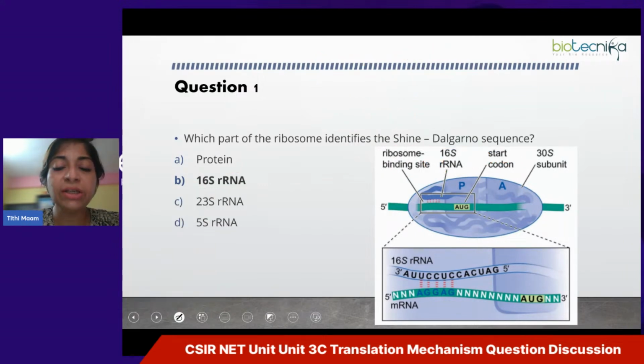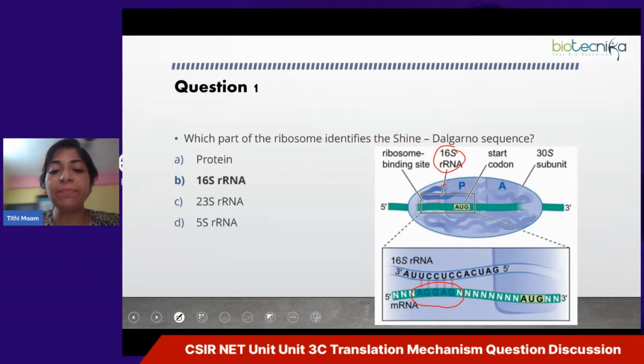Okay, so here you have the 16S rRNA, which is part of the small ribosomal subunit. The green one is the mRNA, with the Shine-Dalgarno sequence. The Shine-Dalgarno sequence will pair with the 16S rRNA sequence, and that will make sure that the initiation codon AUG is placed correctly at the P site, from where the translation will start.